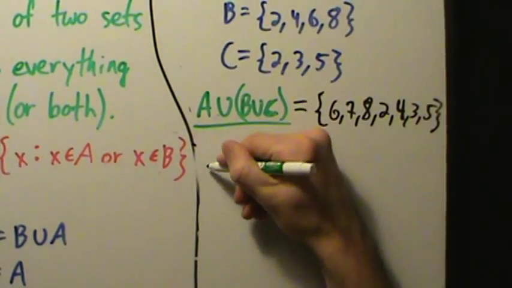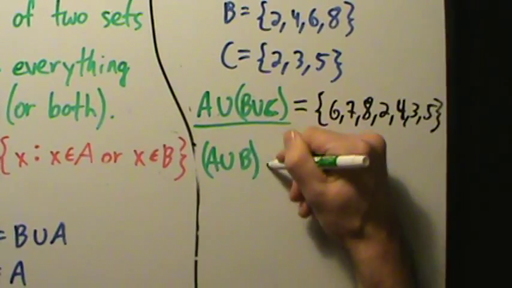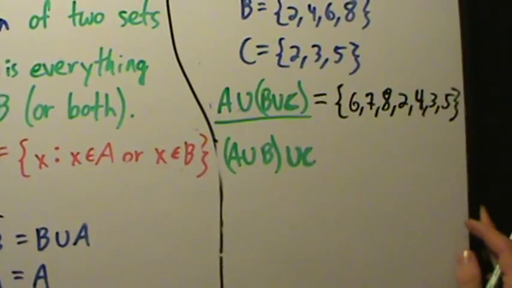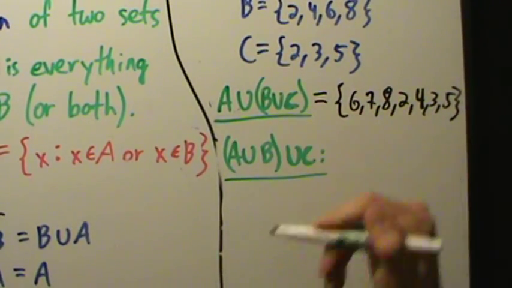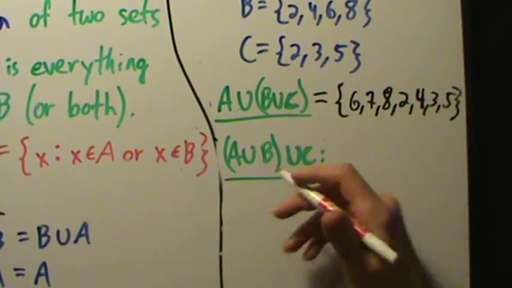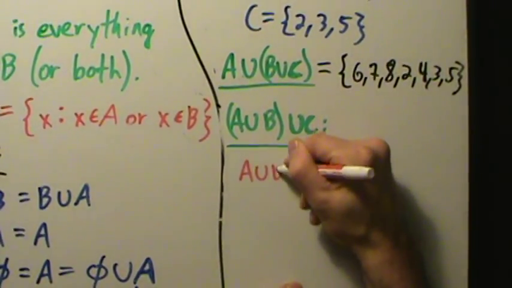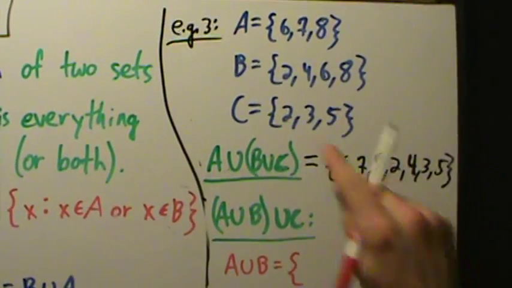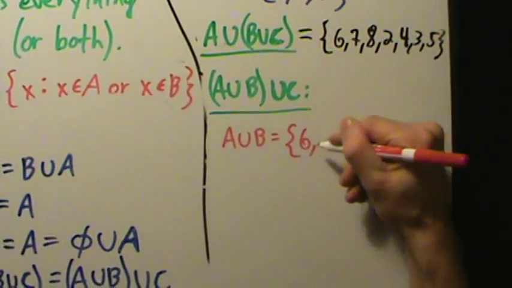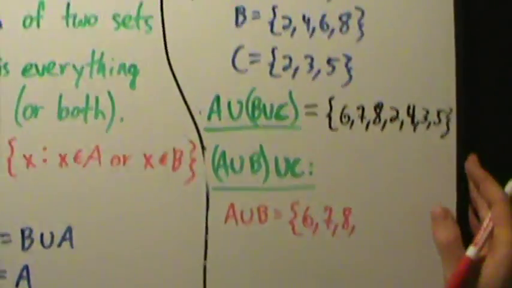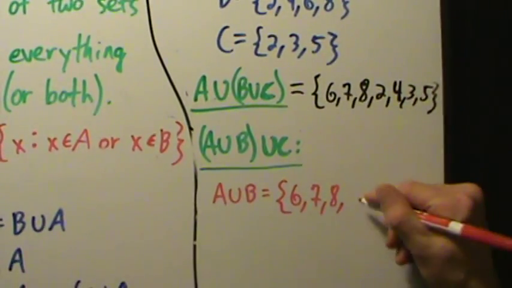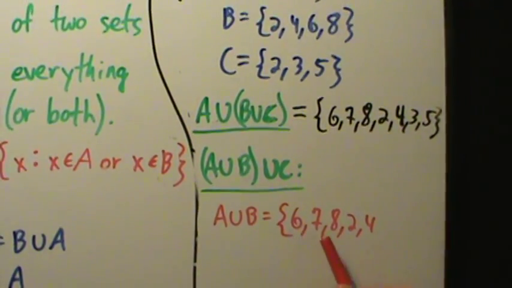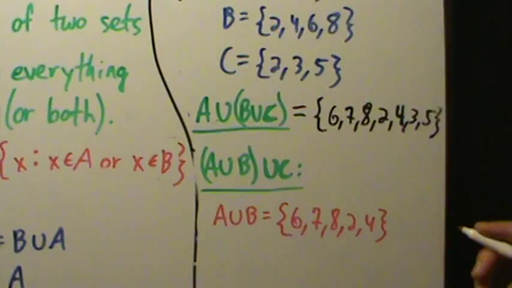Now what about (A union B) union C? Again, we're just illustrating this fourth property here. How's that going to go? First we do A union B. Remember, that's everything in A or in B, so what's that? Well, what's in A? 6, 7, 8. What's in B? 2, 4, 6, 8. So we list 2, 4. Now we already have 6, we already listed 6, and we already listed 8. So that's it for A union B.